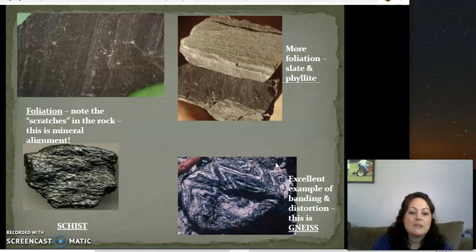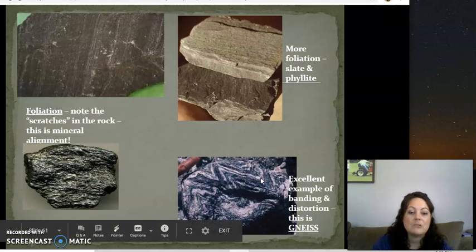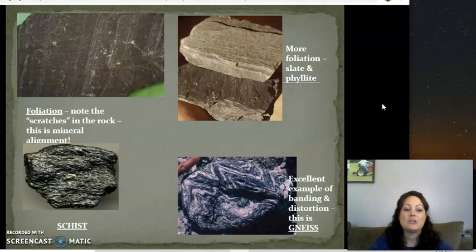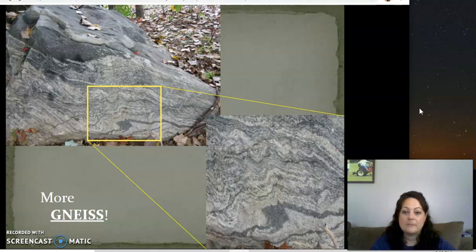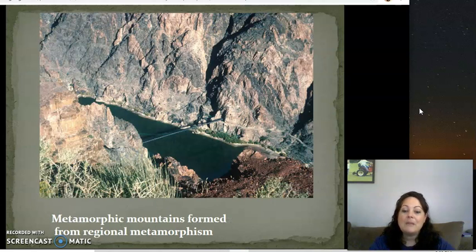So if this was sedimentary type rock, you would see the black and white straight lines. But it's metamorphic because you can actually see that the lines are warped. And then here's another example of that gneiss rock. Nice example.